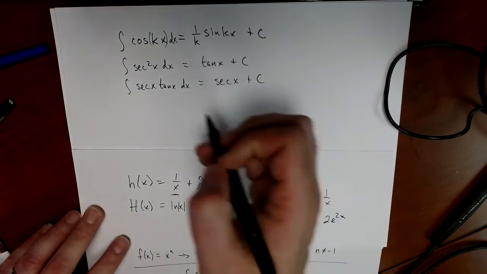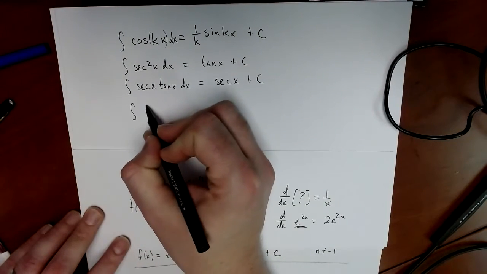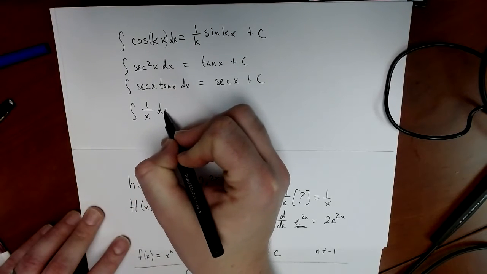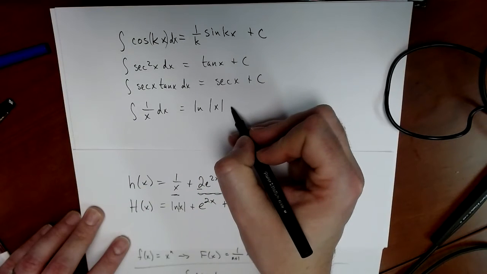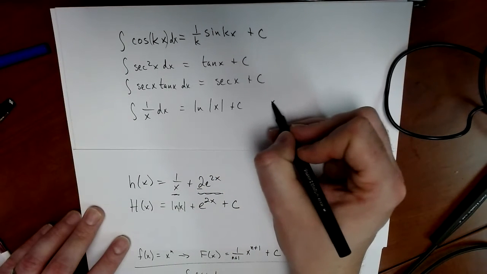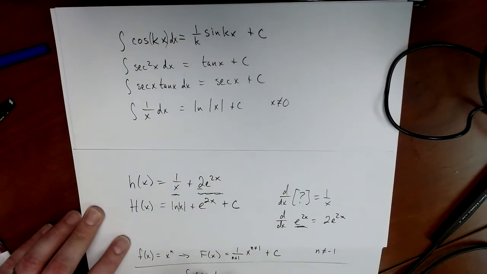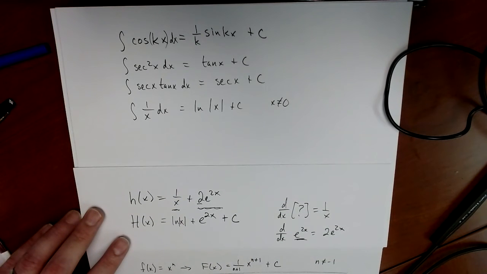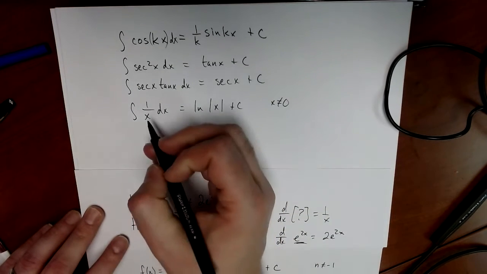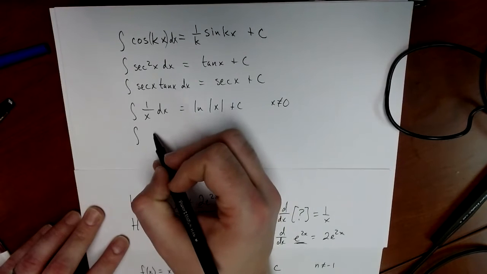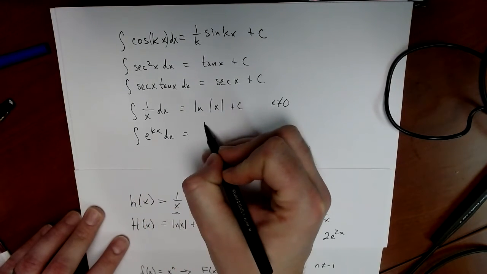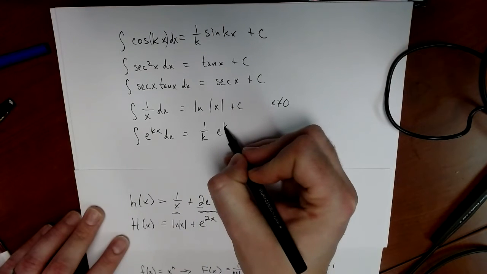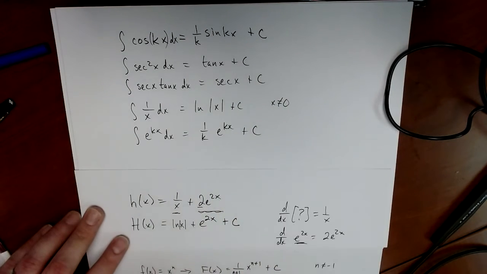Here we couldn't let n be -1 before, so the antiderivative of 1 over x dx is equal to the natural log of the absolute value of x plus c, so long as x isn't 0. We had e to the kx already, so the antiderivative of e to the kx dx is 1 over k e to the kx plus c.